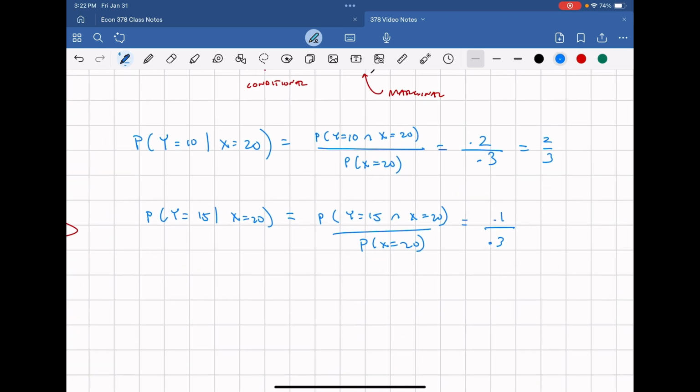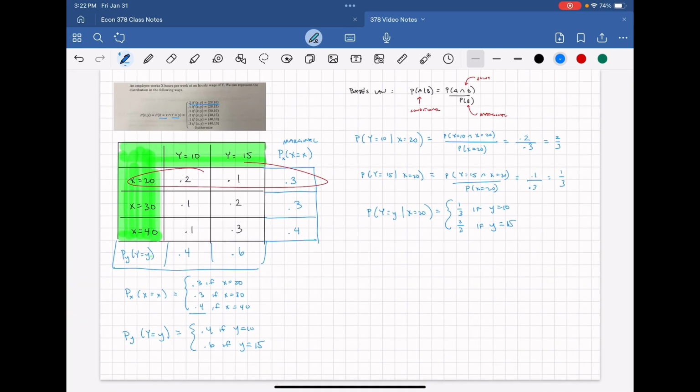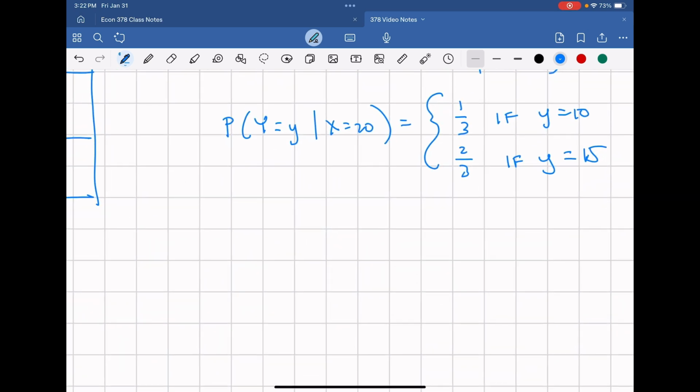And so now we have the conditional distribution of y when conditioned on x is 20. So I could rewrite this, the probability that y is equal to y, given that x is equal to 20, is equal to 1/3 if y is equal to 10, and 2/3 if y is equal to 15. So I can write out those distributions that way, both a joint distribution and a marginal distribution and a conditional distribution.